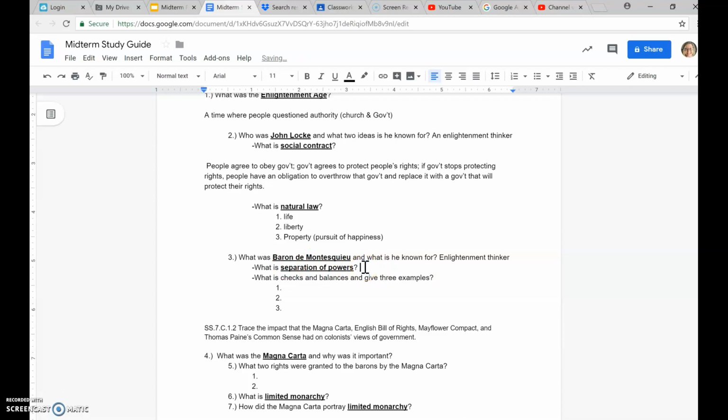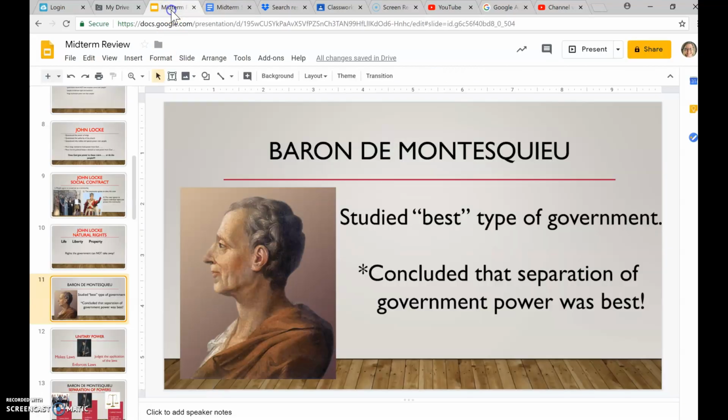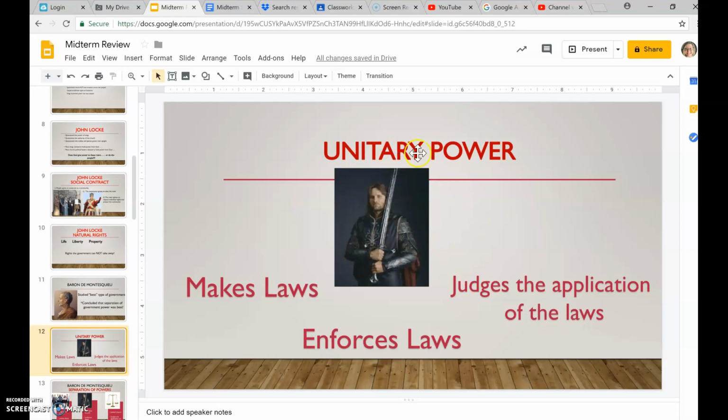What is separation of powers? Separation of powers is the idea that a king who has unitary power, all power, makes laws, enforces those laws, and judges those laws. He is the almighty king. He gets to do anything he wants. He has all the power.